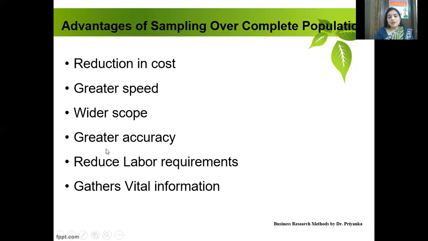Then greater accuracy. When you review a smaller number of people, you will remember the responses and conduct the study well, rather than going to 1,000 people. Reduced labor requirements. If you hire one person to interview 100 people, you might have to hire 10 people to interview 1,000 people, right? Or it may take more time. So it reduces the labor requirements in case you are not doing the survey on your own. Then it gathers vital information. Yes, it really does.